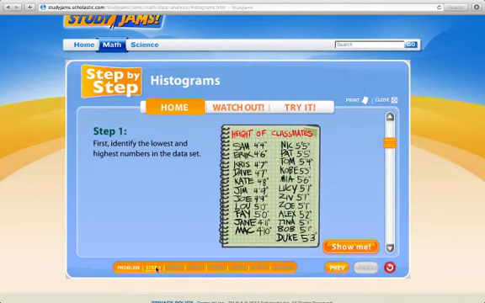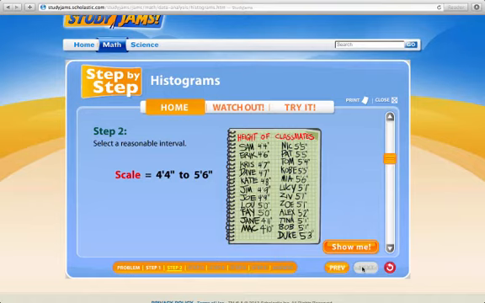First, identify the lowest and highest numbers in the data set. You'll use this information to create an appropriate scale. The shortest person is 4 feet 4 inches tall, and the tallest person is 5 feet 6 inches tall. So we know our scale has to go from 4 feet 4 inches to 5 feet 6 inches.